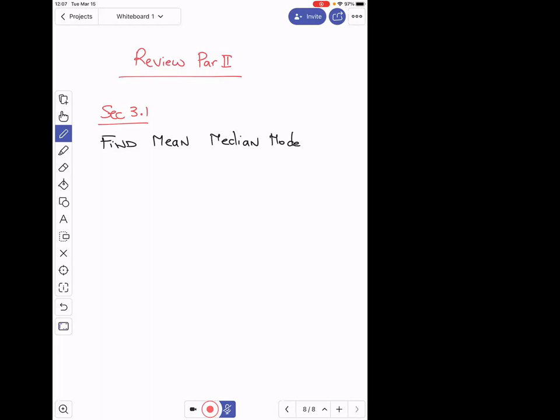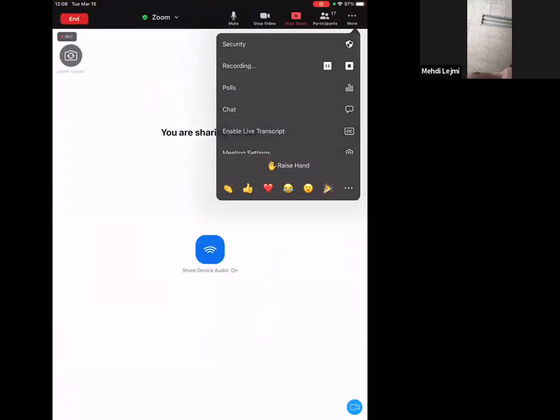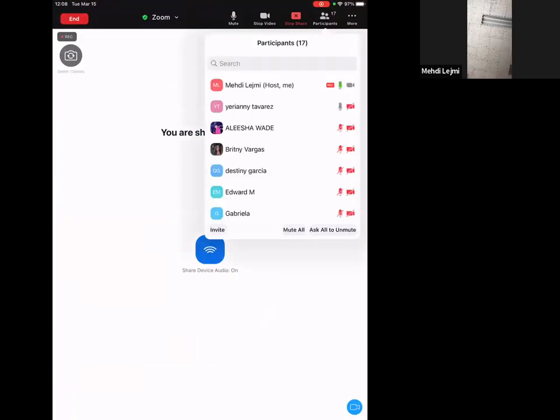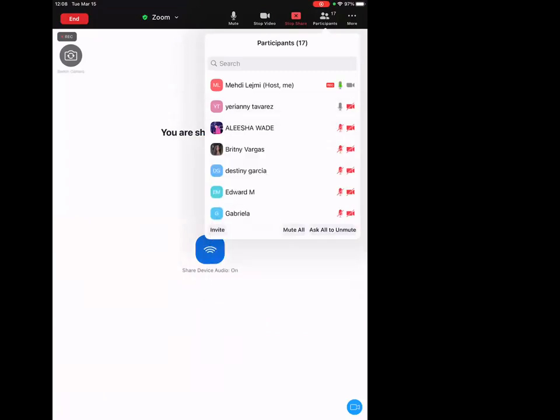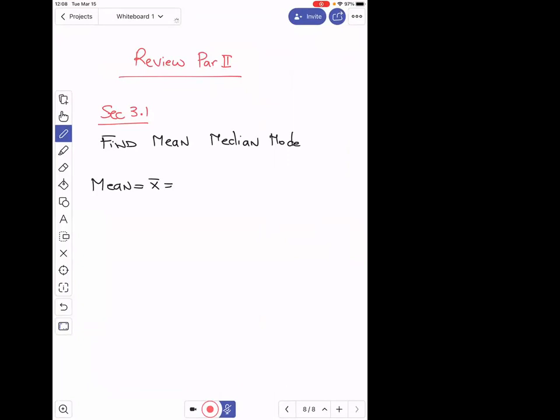So if you start with the mean, which is denoted by the way X bar. Let me remind you of the formula. The mean is the sum of all data values over the size of the sample.